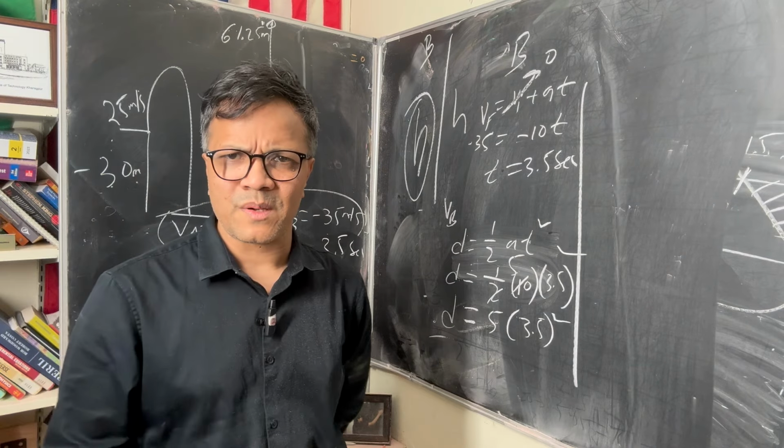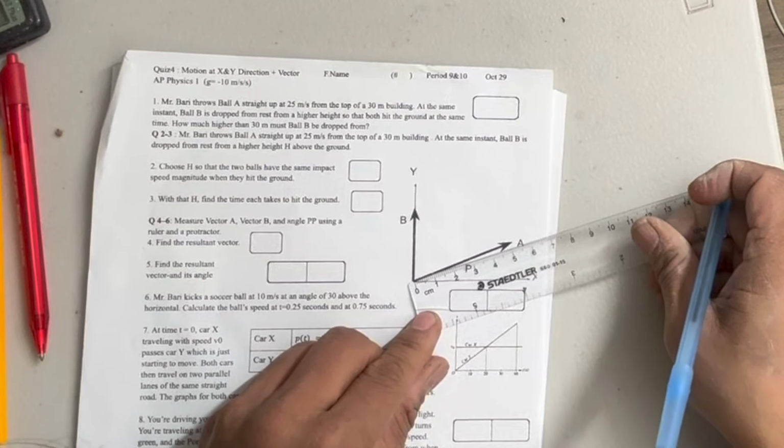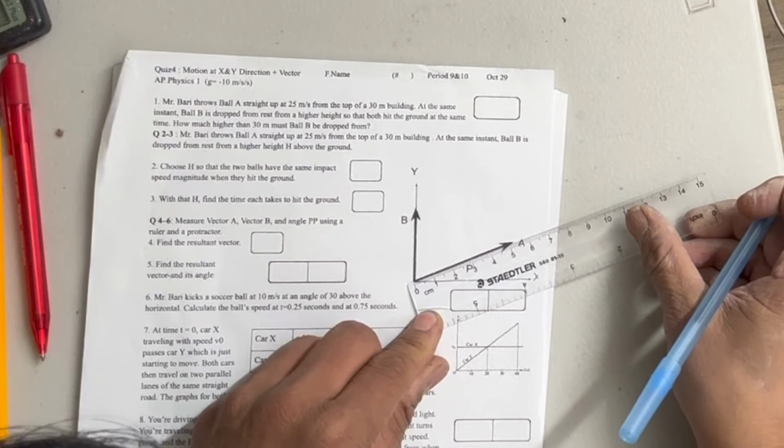Now, problem number 4. So let me see. This vector is 5 centimeters. So I'm going to write 5 centimeter, and centimeter over meter. And the conversion factor I give you, 1 centimeter is 4 meters. Centimeter cancel, 20. So A is 20 meter.